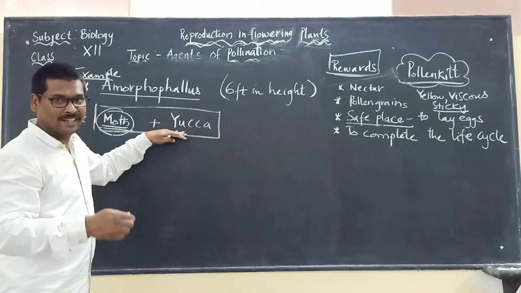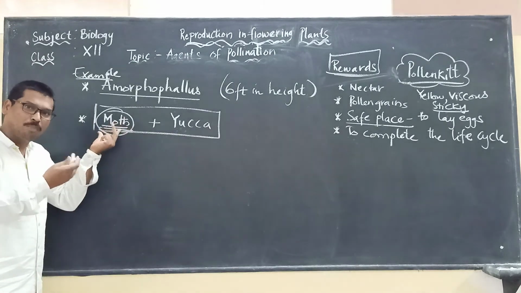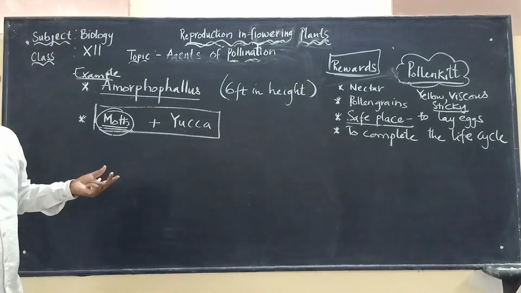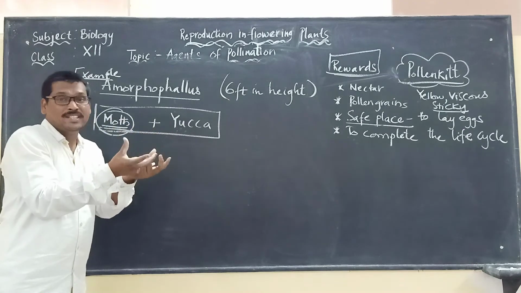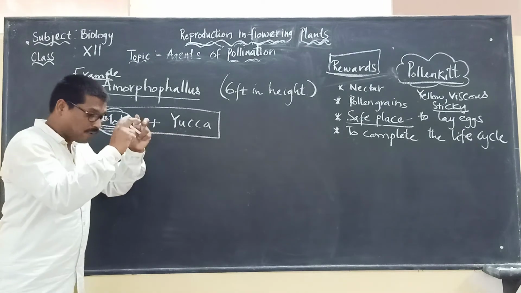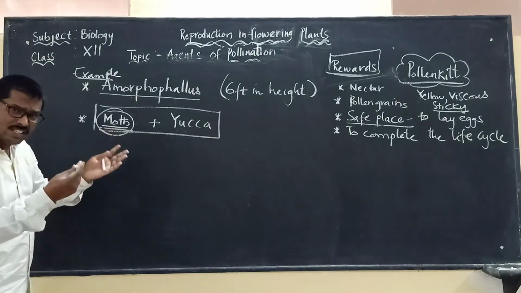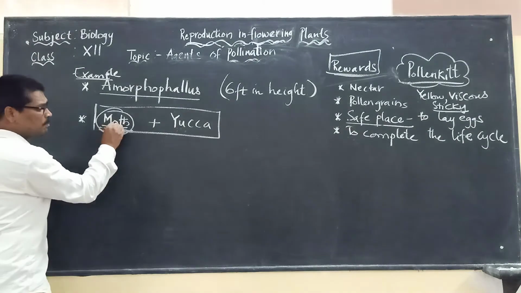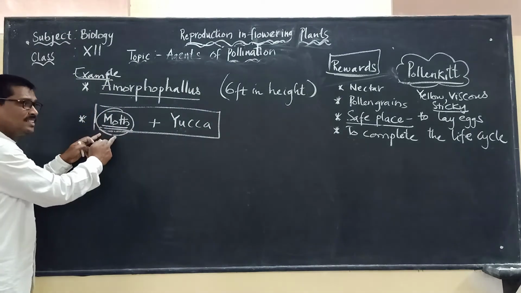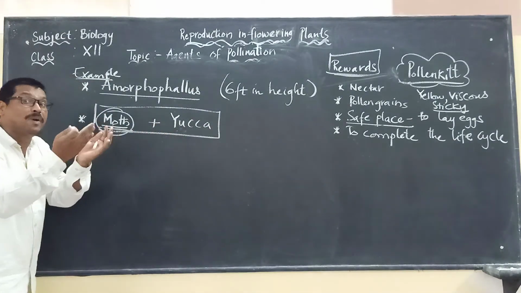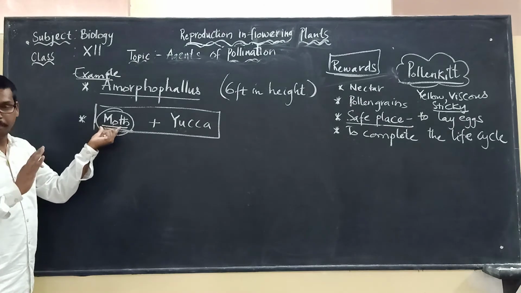Once it gets pollinated, when it starts producing the seeds in the fruit, the larvae of this moth will be coming outside. When the ovary of the yucca plant is turning into a fruit and bearing the seeds, from the fruit the larvae of the moth will be coming outside. So this is how there is a very close relationship between the moth and the yucca to complete their life cycles. Again I am repeating, the moth is helping in pollination and the yucca is providing a safe place for laying of eggs by the moth.